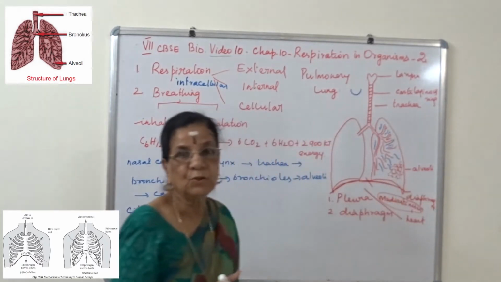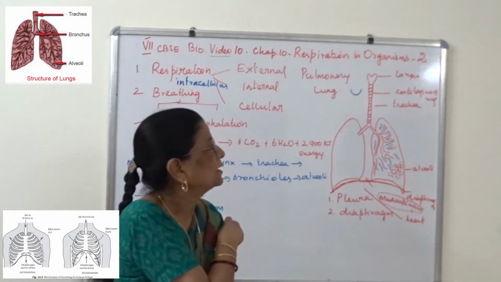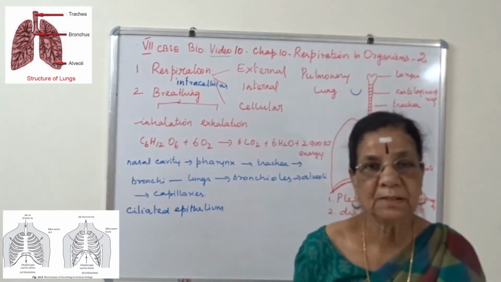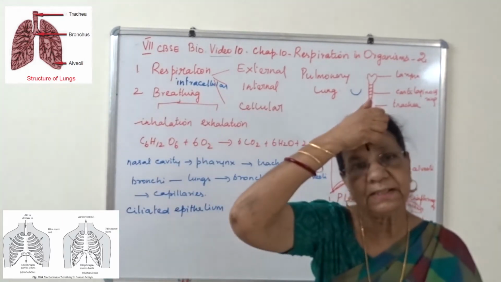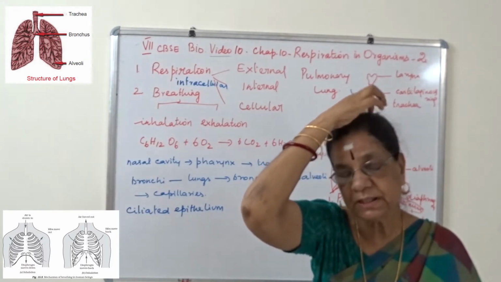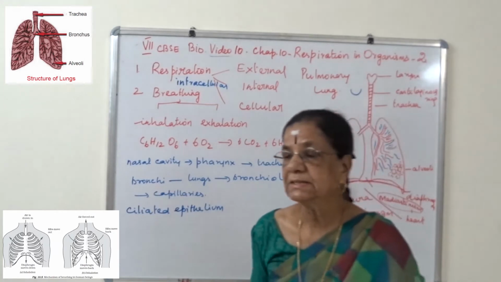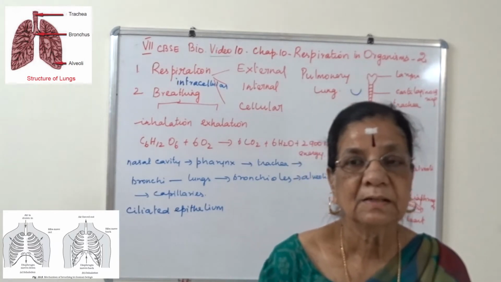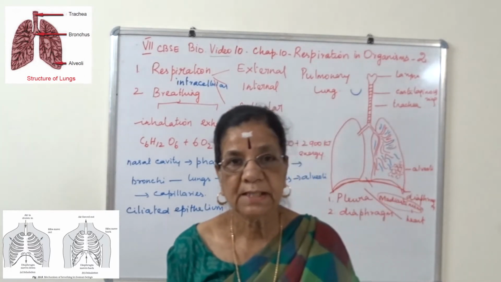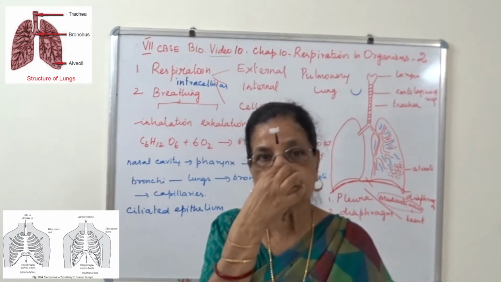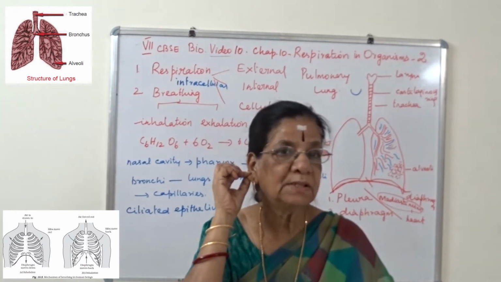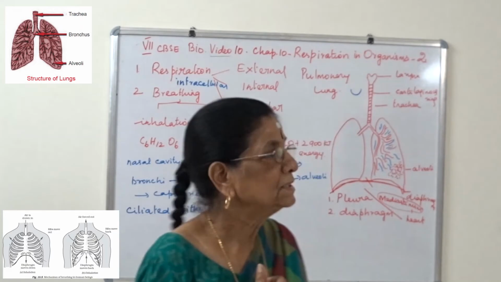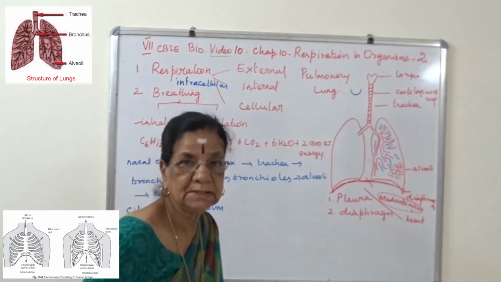C-shaped cartilaginous rings. What do we know? Again, from body movements: bones and cartilage. Bones are hollow, thick and rigid in nature, whereas cartilage is very flexible and present in few parts of the body, such as the nose tip, the pinna of the ear, and the larynx. I hope you understand. So this is the larynx formed of cartilaginous rings.